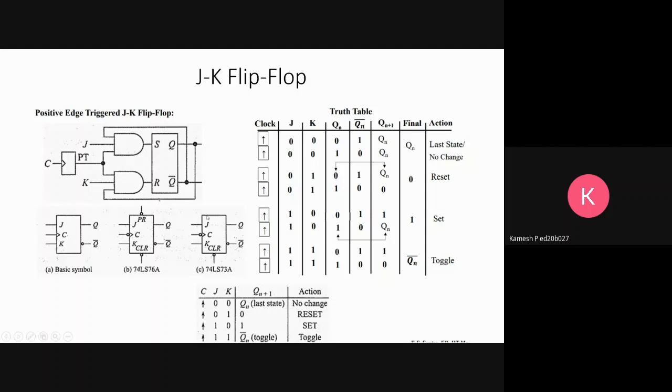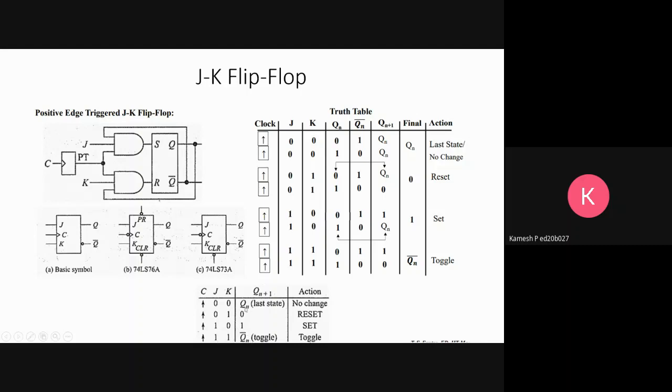And JK flip flop is also given here, with clock pulse. So JK, most always it is taken as positive clock pulse, and different conditions are given here. So here JK 00, then Qn plus 1 is Qn, last state, no change. If 01, then Qn plus 1 is 0, the reset condition. And 10 means set condition, 1. 11 means Qn bar, toggle.